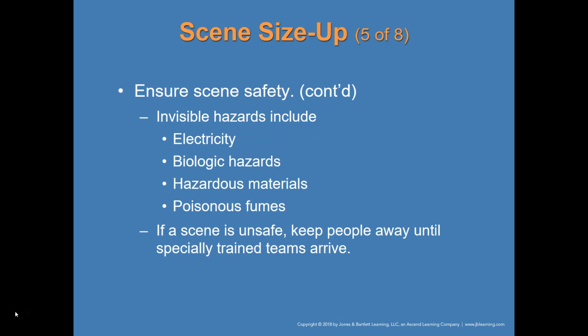Invisible hazards: electricity. Not every line that goes down is shut off. So that car that hit that power pole, dropped that line into the middle of the road, you don't know if that thing's still hot or not. A couple other things: biological hazards, hazardous materials, poisonous fumes. If the scene is unsafe, we need to keep people away until specially trained teams arrive.